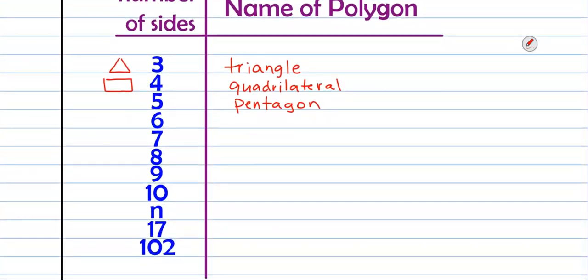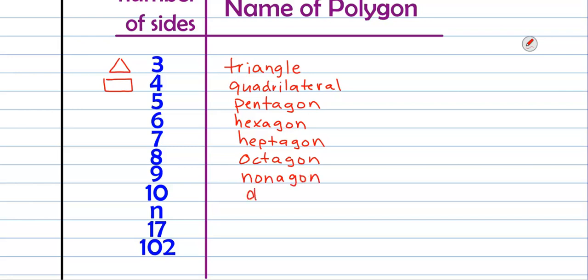Six sides is a hexagon. Seven sides is a heptagon. Eight sides, like an octopus, octagon. Nine sides is a nonagon. Ten sides is a decagon.